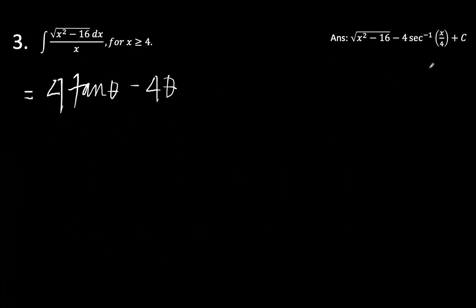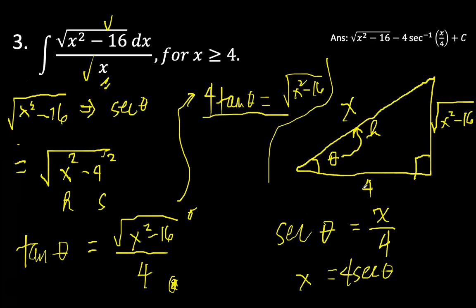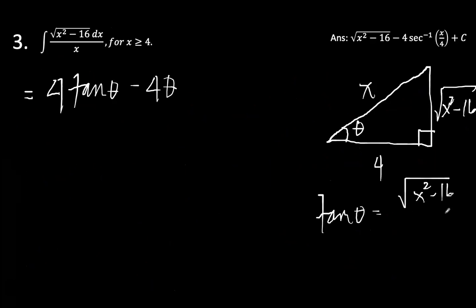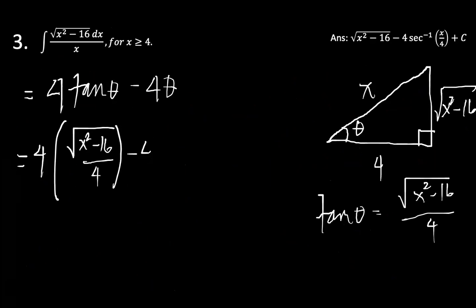For us to convert this in terms of x, let's draw the right triangle again. We know that this is x. Let's check our triangles. X and 4, and this is the square root of x squared minus 16. So tangent theta is equal to opposite over adjacent, that's the square root of x squared minus 16 over 4. Let's substitute that first here. So that's square root of x squared minus 16 over 4 minus 4 times theta.